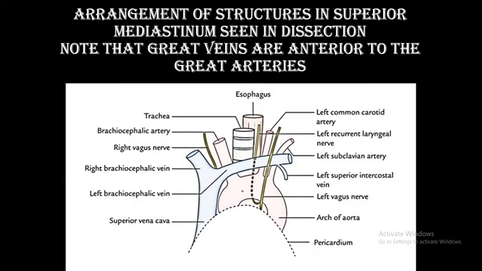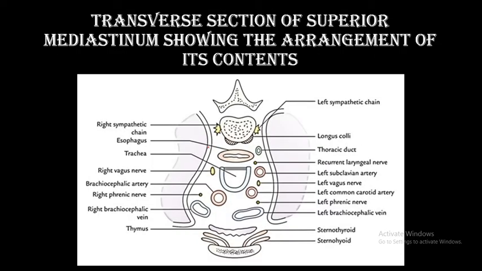Here you can see the arch of aorta, the right brachiocephalic vein, the left brachiocephalic vein here, and the branches of the aorta. You can see brachiocephalic artery, left common carotid artery, and the left subclavian artery. Two tubes that you can see are the esophagus and the trachea. Then you can see the left recurrent laryngeal nerve here. So important nerves here, the right and the left vagus nerve, are also the contents of the superior mediastinum. So it is a good diagram that explains what are the contents of the superior mediastinum.